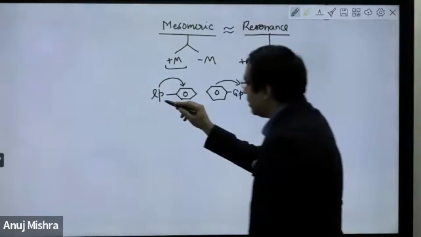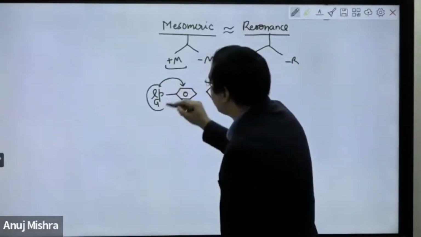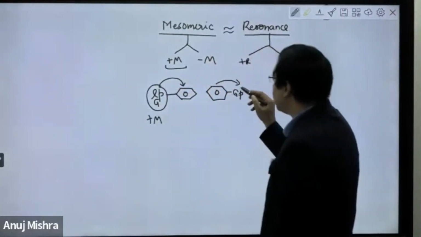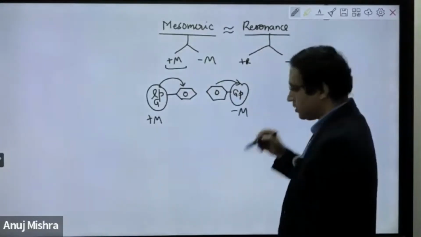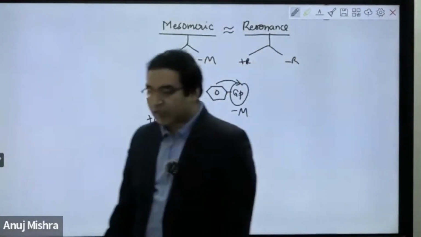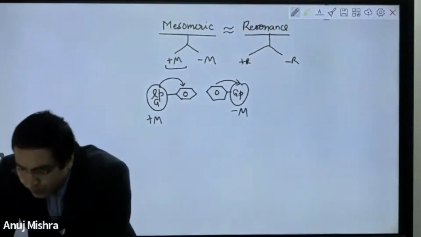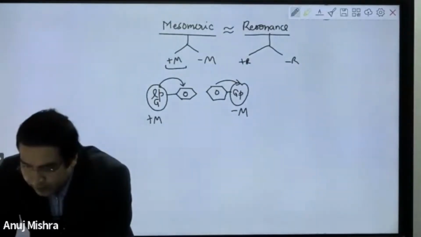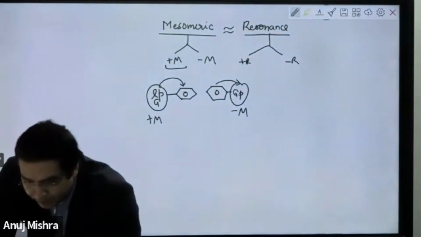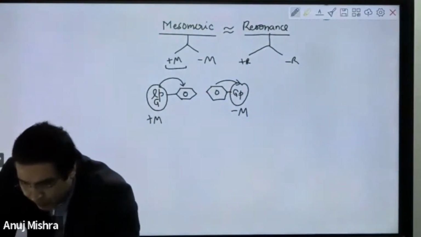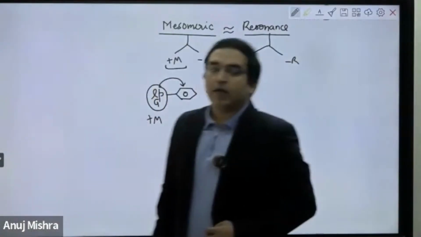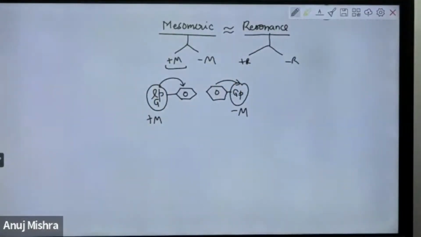Who is plus M? This lone pair group is plus M group. And who is minus M in this? This group which is pulling electron is minus M. Is it clear? Niharika, Chenmai, is it okay? Any difficulty in this part? Any issues in this part? Very nice. Now, how will you recognize whether it is plus M or minus M?